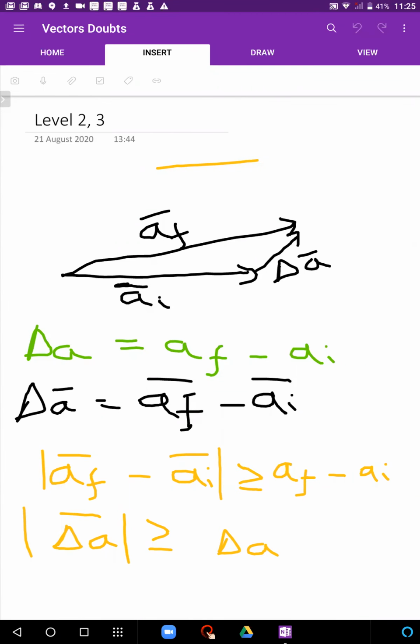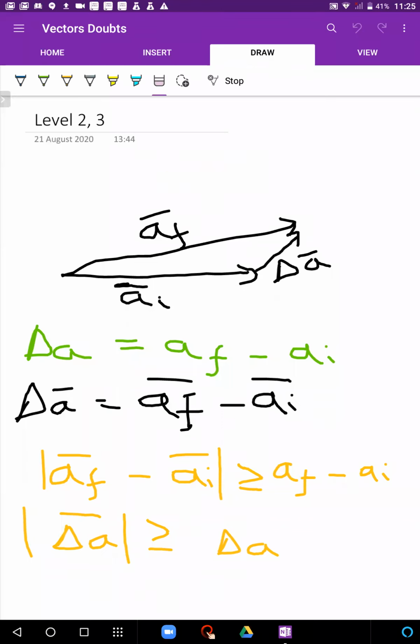Okay, so I've just drawn a triangle. In this triangle, if you can see carefully, I have drawn how vector A looks initially. So I stands for initial. This is how vector A looks initially. This is how vector A looks finally.